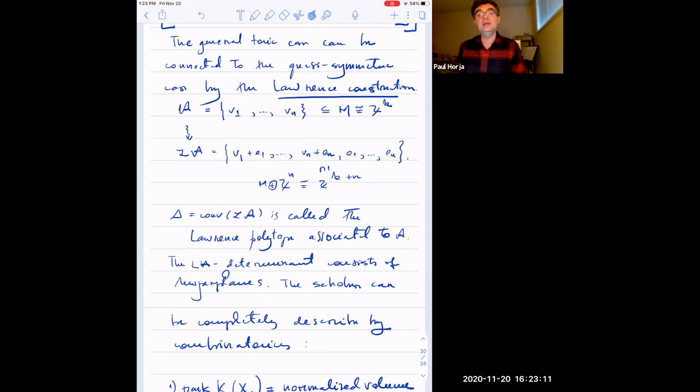So you want to study A, but it's easier to study A if you lift it in a way to something called LA. So if you start with n vectors, you're going to have 2n vectors. And the magic about this LA is that it captures all the combinatorics of A, namely the Lorentz of A, the convex hull of this thing, will have all its faces determined by points in the set.